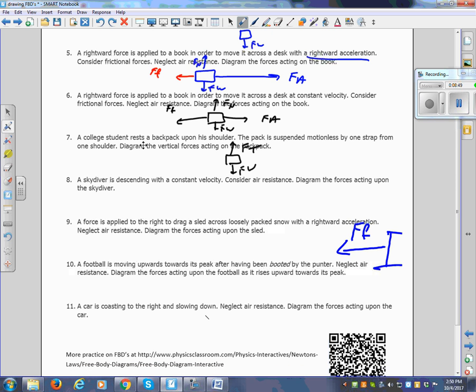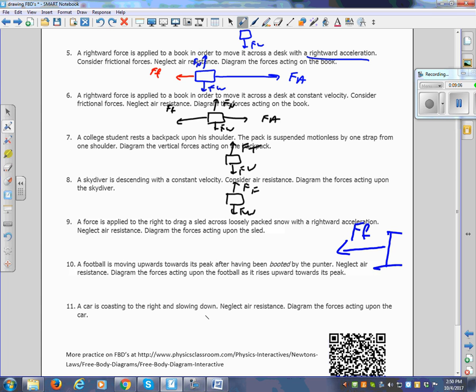Skydiver descending with a constant velocity, consider air resistance. So you've got weight force. No, it's not normal force, it would be FF, a friction force, or F air, I guess. Something like that.